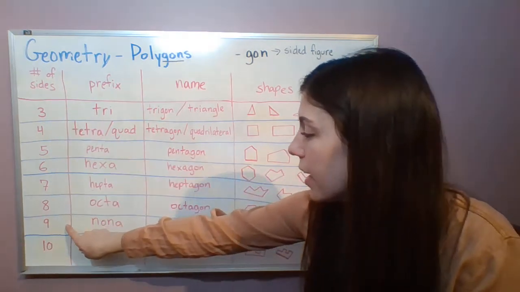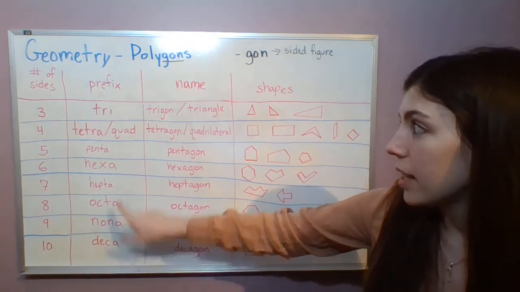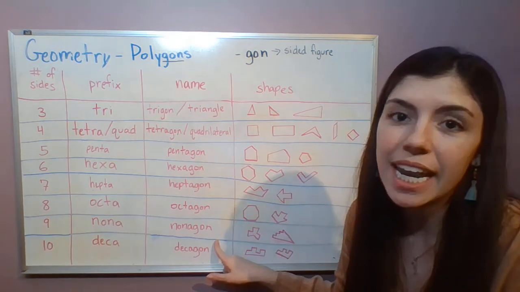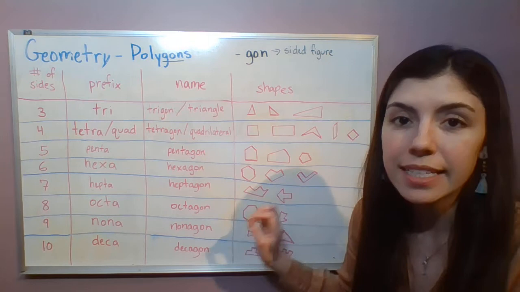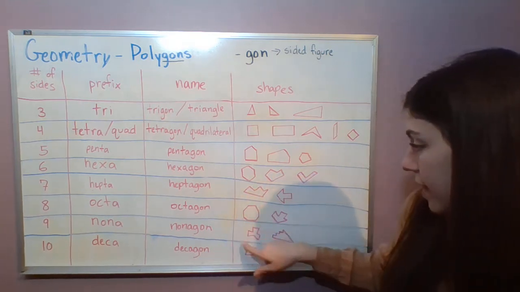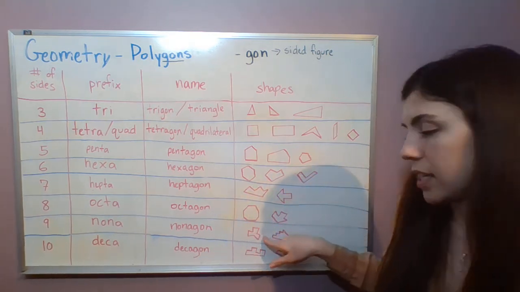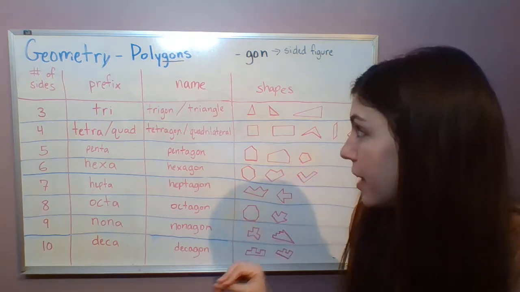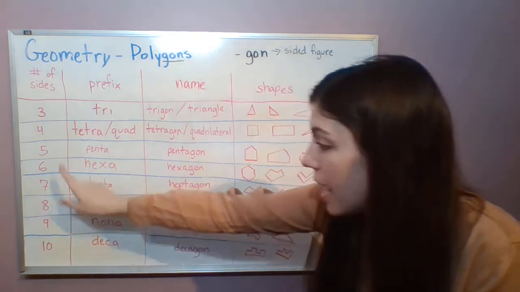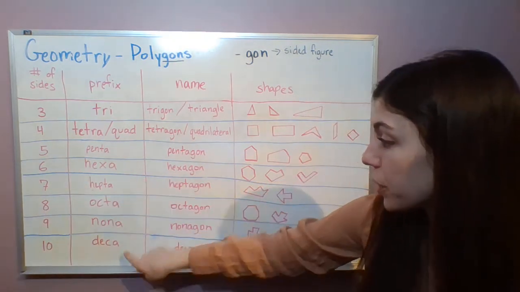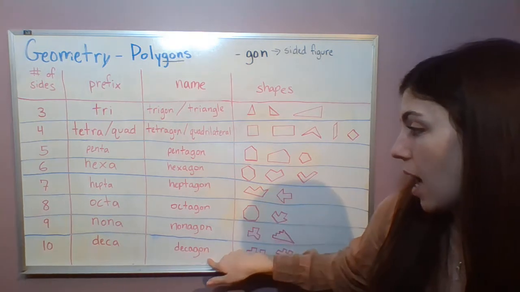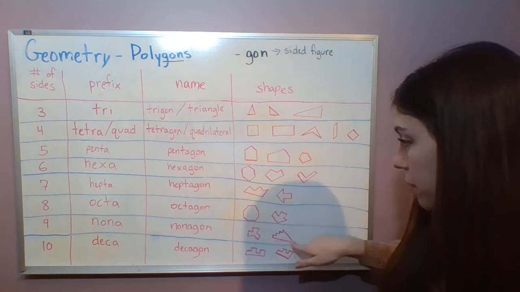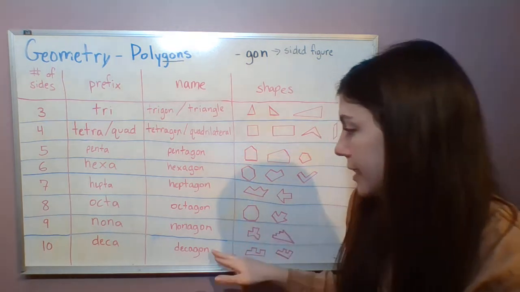9 for 9 sides is nona. So nona is your prefix. Put it together with gon as your suffix, and you have a nonagon. Nonagon. Okay, so it's a 9-sided shape. And that's anything that has 9 sides and still fits into your polygon category or characteristics. And then last but not least, 10 number of sides. Deca is your prefix. Your name is decagon, putting that prefix with your suffix. And then you have any 10-sided shapes are your decagons.